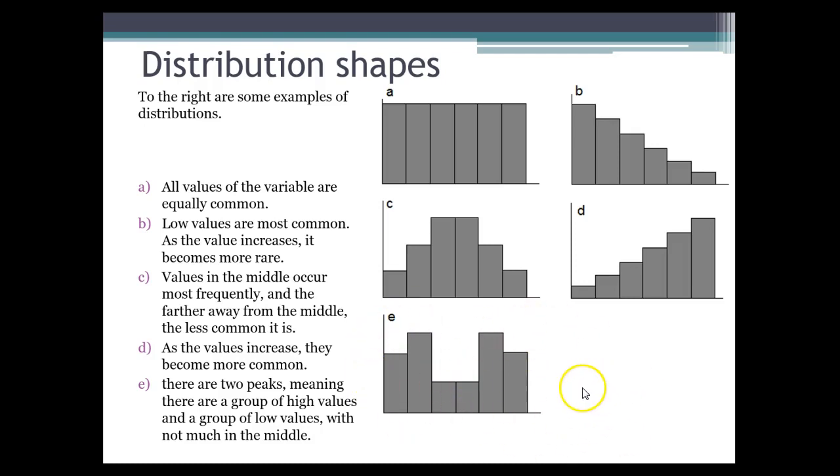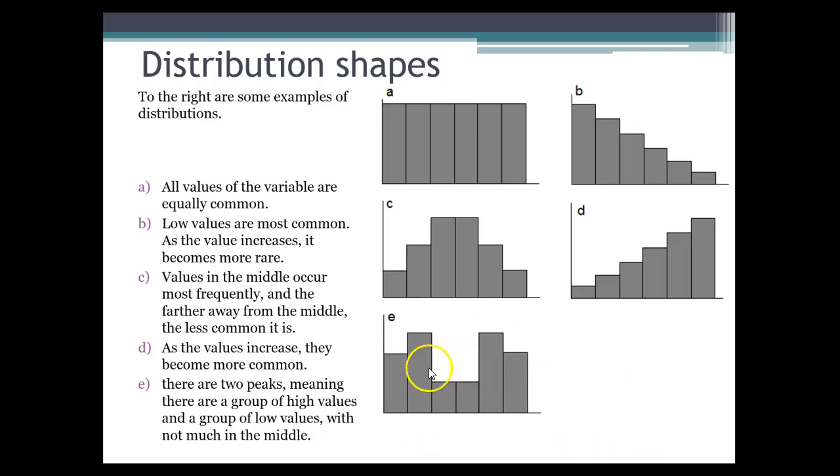For E, this means that there are two peaks. There's a group of values that are low and a group of values that are high. And there's not a lot in the middle. I see this sometimes on tests where you get some people who really don't know the data or don't know the material we've covered, and then you've got other people who know it really well, and then not a lot of people in the middle. So that happens.